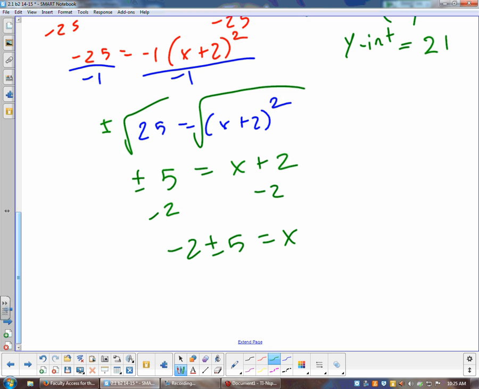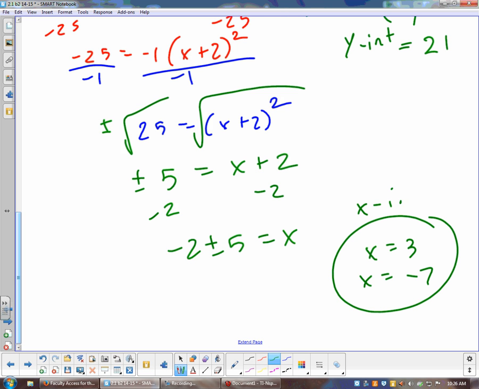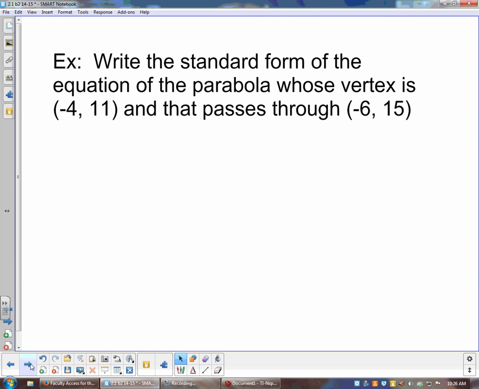So negative 2 plus 5 is 3. And negative 2 minus 5 is negative 7. Did you get these as your x-intercepts? That's how I got 7 and 9. Don't know how that would have happened. Oh, you didn't subtract it over, did you? I didn't subtract 2 over. Gotcha. Okay, so at this point, let's keep going.